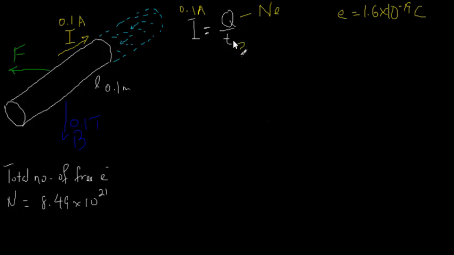Okay, let me just rearrange this a little bit. I'm just going to write this out in terms of the N and the E. So current is N E over T. And now I want to find the time. Time is equal to, if I cross multiply, N E over I. And I know N E and I. The N is this number here.